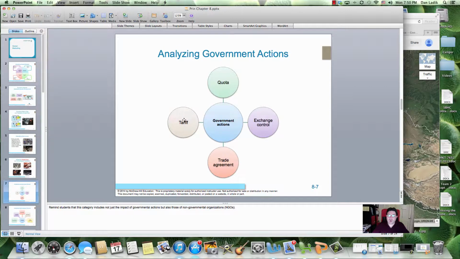Their goal: a tariff is a tax. T tax, T tariff. Right? It raises the price of a foreign product coming into the domestic marketplace for the purpose of making domestic goods cheaper. A quota limits the number of products that can come in from a foreign marketplace into a particular marketplace.